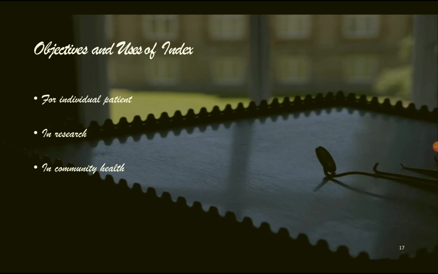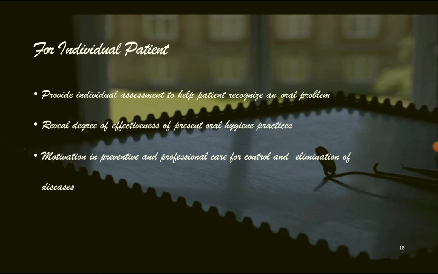So, for individual patient, research and community health. For individual patients, it provides individual assessment to help patients recognize the overall problem, reveals the degree of effectiveness of present oral hygiene practices, and motivation in preventive and professional care for control and elimination of diseases. For example, if a patient comes with severe bleeding during brushing and severe bad smell, then record the OHI index. After that, do a thorough prophylaxis, that is called scaling, and educate the patient and ask the patient to come after 1 month. Again, do the OHI index. If the score in the second is decreased, it means the patient has improved.